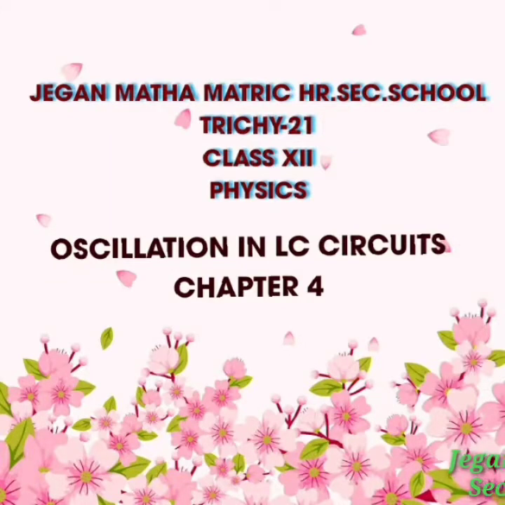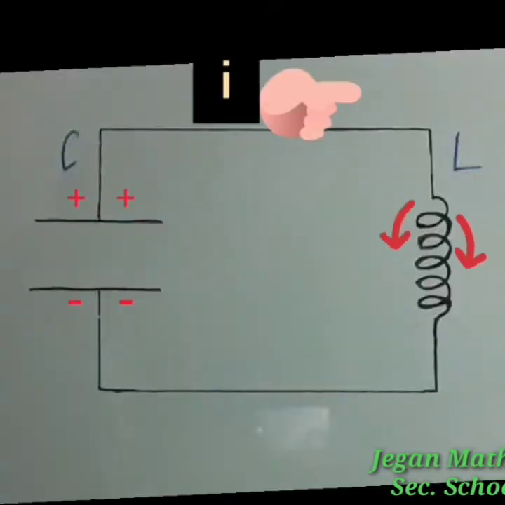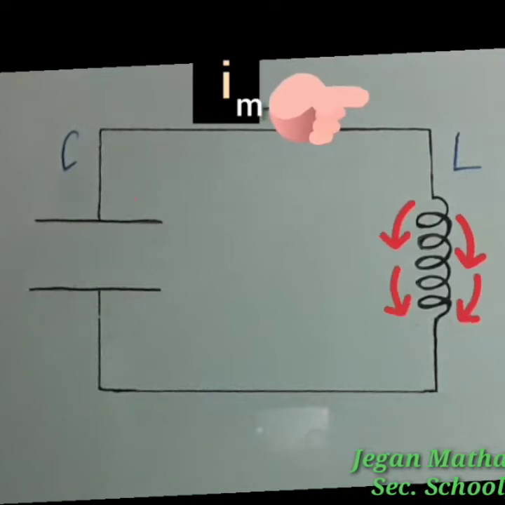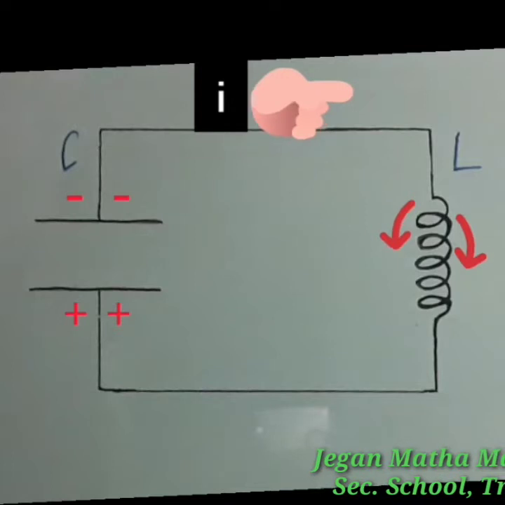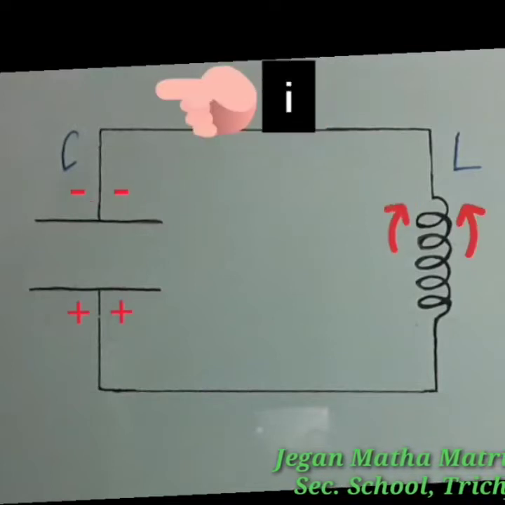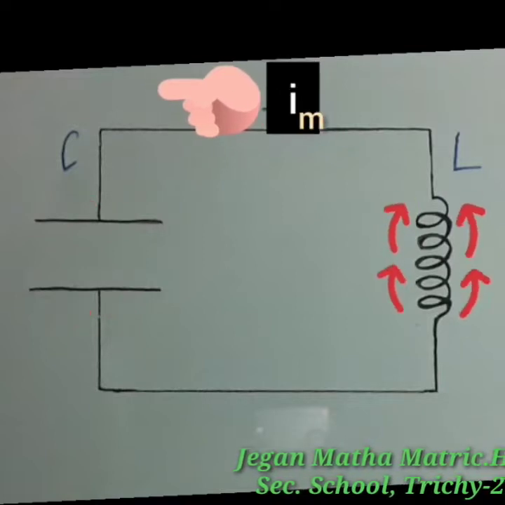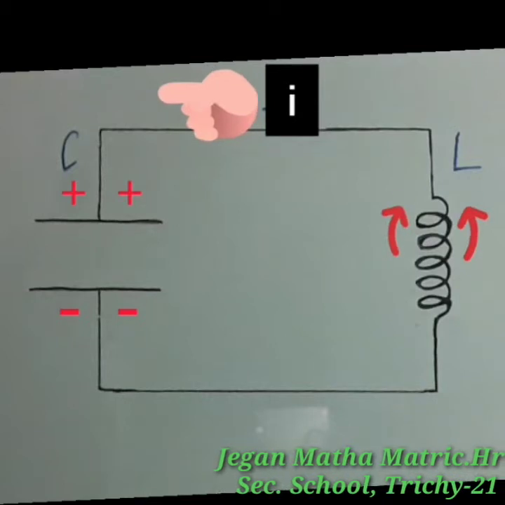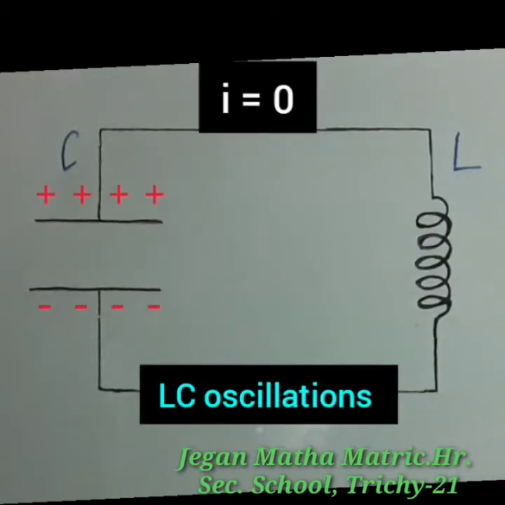Hello students, today we are going to discuss oscillation in LC circuit. Whenever energy is given to a circuit containing a pure inductor of inductance L and a capacitor of capacitance C, the energy oscillates back and forth between the magnetic field of the inductor and the electric field of the capacitor. Thus, electrical oscillations of definite frequency are generated. These oscillations are called LC oscillations.